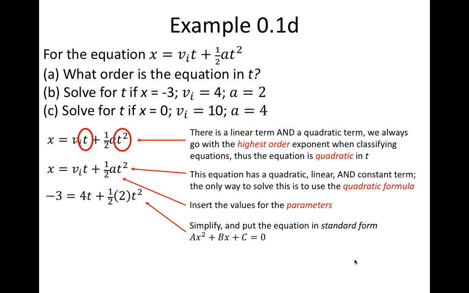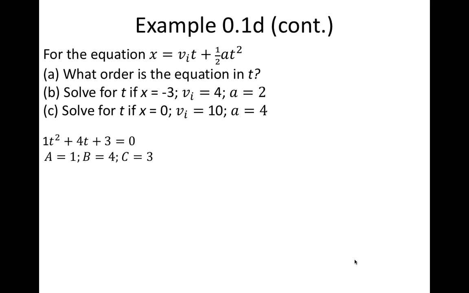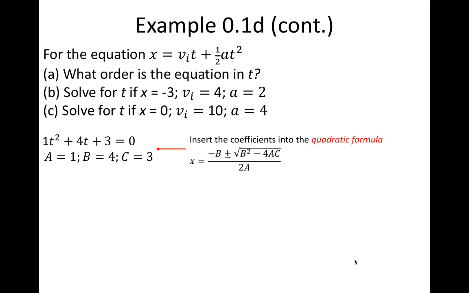When rearranging into the standard form, you're going to make one side of the equation zero. Now we can identify the coefficients a, b, and c. The next step is to use the quadratic formula with our coefficients. Don't worry, you don't have to memorize the quadratic formula. It's going to be on your equation sheet. And when working online, you can just Google quadratic equation calculator, and the computer will do all the arithmetic for you.